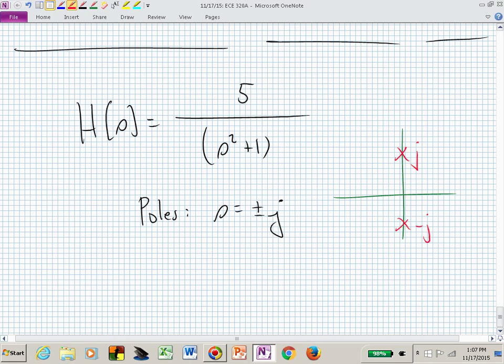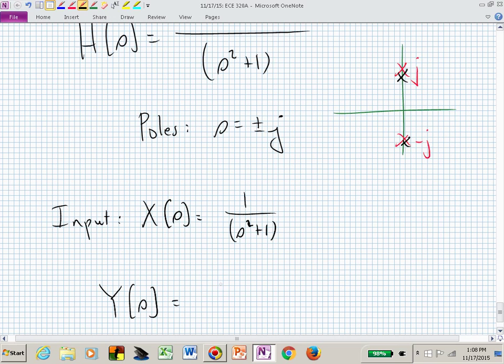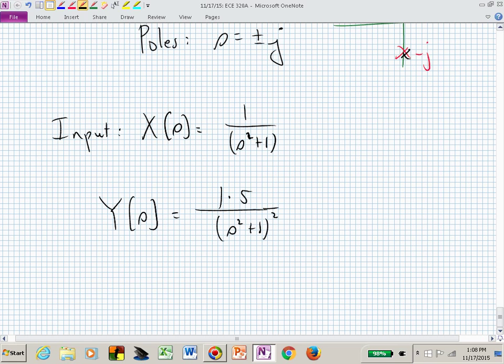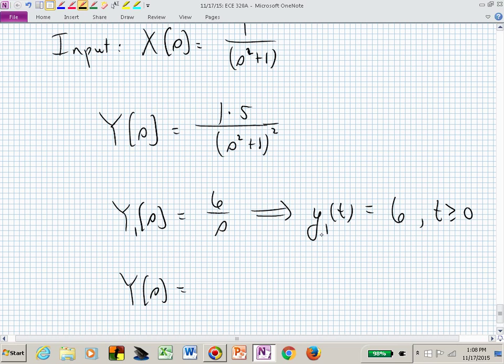The analogy is the following. Now you're saying, if you put in an input, x of s of, let's say, 1 over s squared plus 1. Now you have, those are supposed to be on top of each other. I'm exaggerating their separation just to show you that they're on there. But you now have repeated poles, and y of s is now this 1 times 5 over s squared plus 1 squared. But remember, what if y of s was, let's say, 6 over s, what was y of t? If y of s, maybe I should say y sub 1, y sub 2, let's say this is 7 over s squared, what's y sub 2 of t?